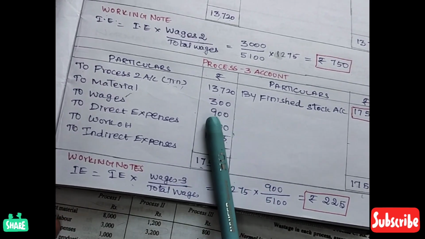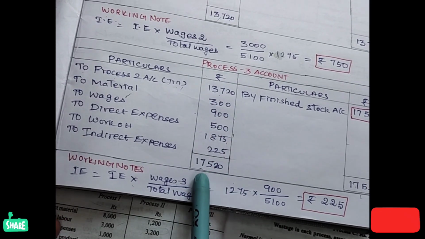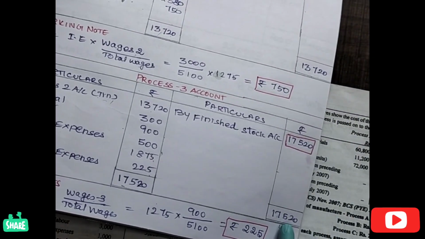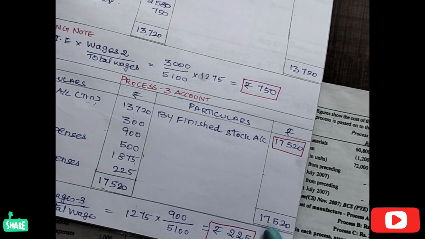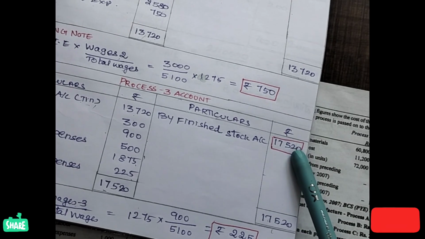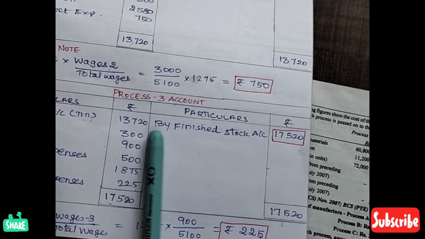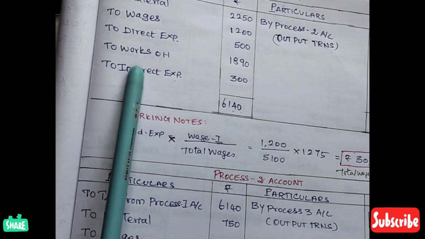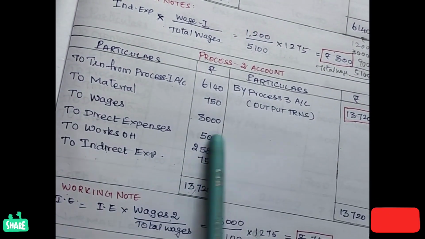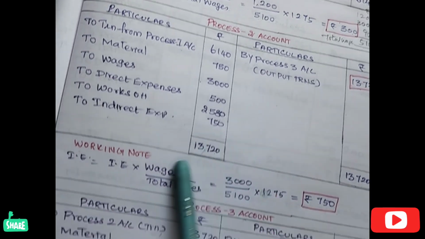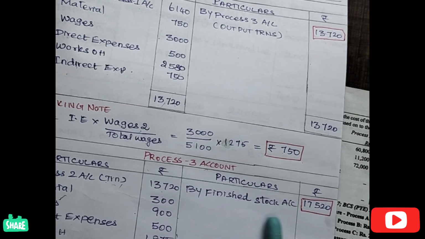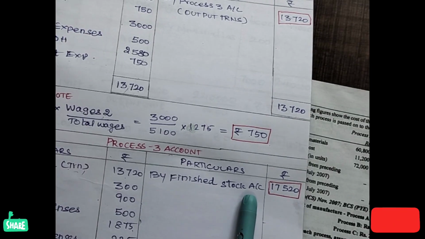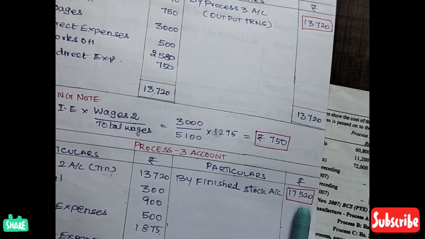Okay. Now what do we have to do? We are going to add all the cost. After adding, you will get 17,520. This is the total cost for process 3. We enter the total cost on both sides. On the credit side we don't have any value, so the same value is entered on the credit side, which means this is a balancing figure 17,520. Again, you are going to write this by finished stock account. Okay, why? Because at the end of process 3 we finished: from raw material, process 1 semi-finished, process 2 also has the semi-finished output, and process 3 becomes the finished stock account. So at the end of process 3, what you have to write as per the format is by finished stock account 17,520 rupees.